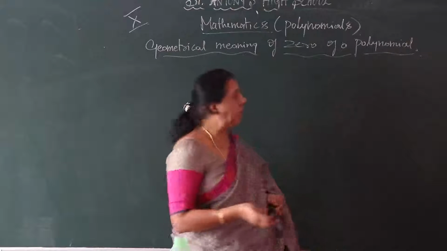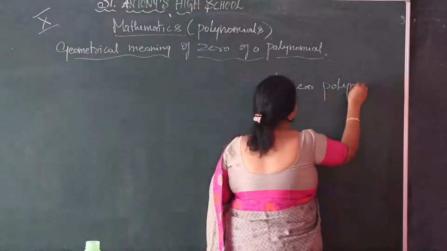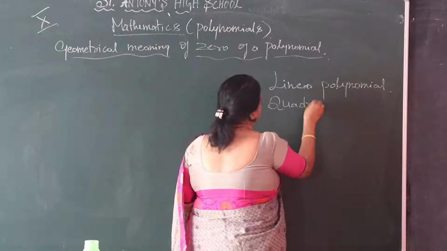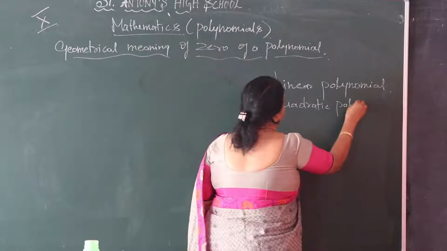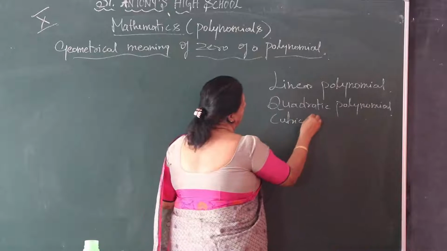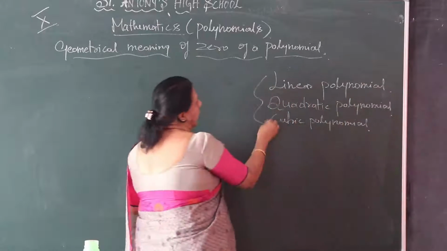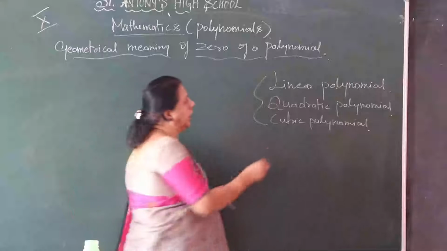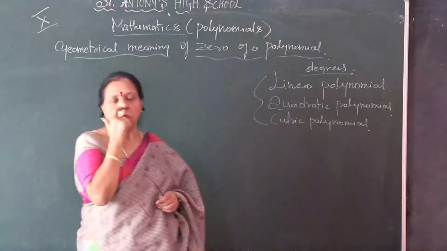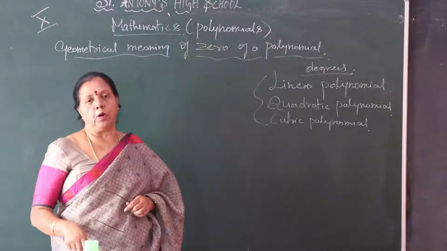That is linear polynomial. Say all of you, linear polynomial. Another one is quadratic polynomial. And the last one is the cubic polynomial. This is very important. There are three types of polynomial based on degree: one is linear polynomial, second is quadratic polynomial, the third is cubic polynomial.